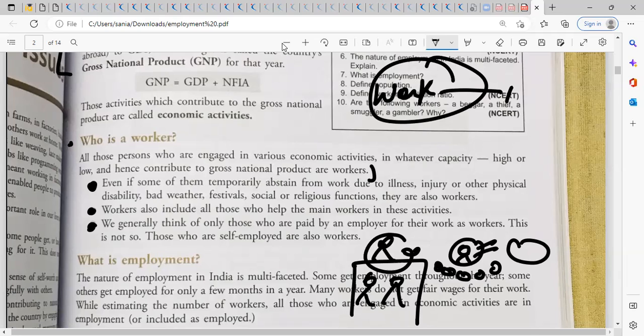Yes, ma'am. Okay, others, Mohammed Ayan, Mayam, getting?